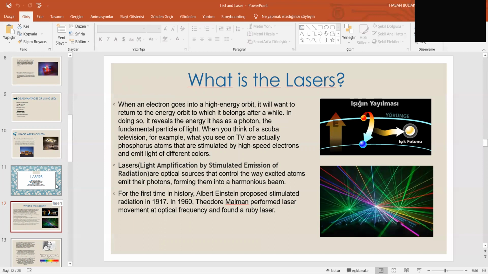Lasers, light amplification by stimulated emission of radiation, are optical sources that control the way excited atoms emit their photons, forming them into a harmonious beam. For the first time in history, Albert Einstein proposed stimulated radiation in 1917. In 1960, Theodore Maiman demonstrated laser action at optical frequency and built a ruby laser.